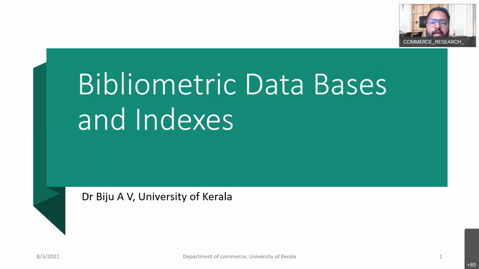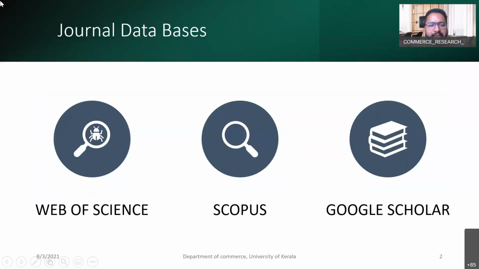First of all, I am going to discuss bibliometric databases and indices. Actually, we have mainly three databases: Web of Science, Scopus, and Google Scholar. So we have three major bibliometric databases. Web of Science, Scopus, and Google Scholar.